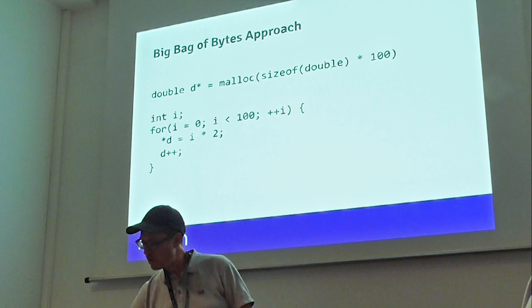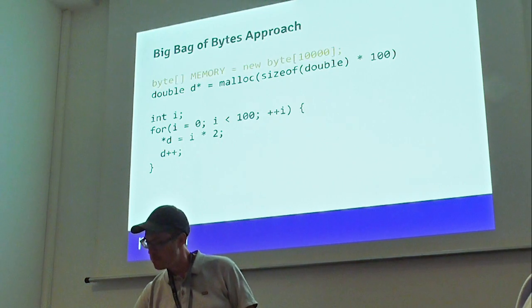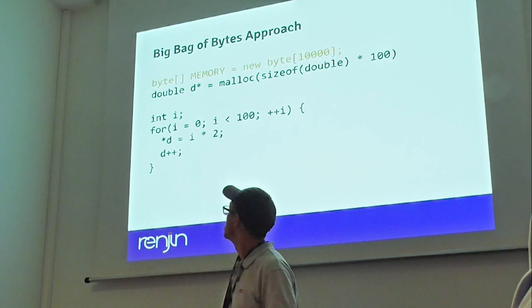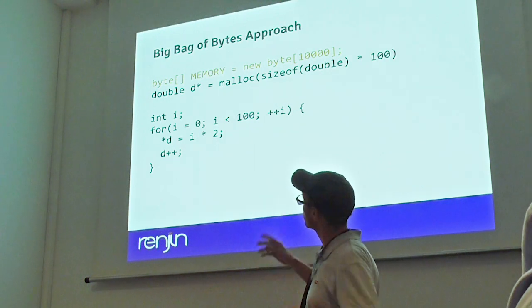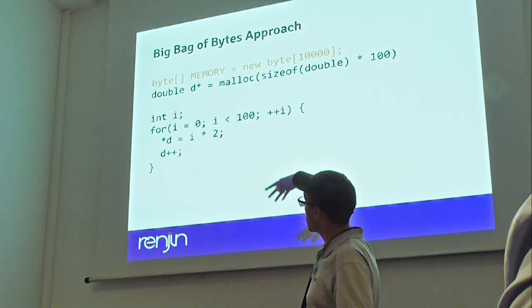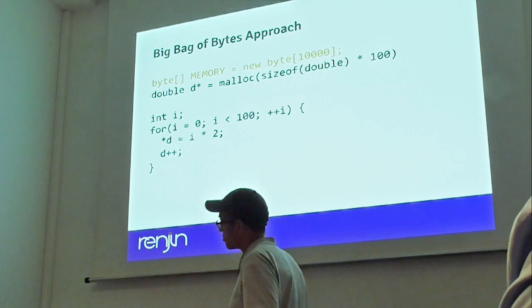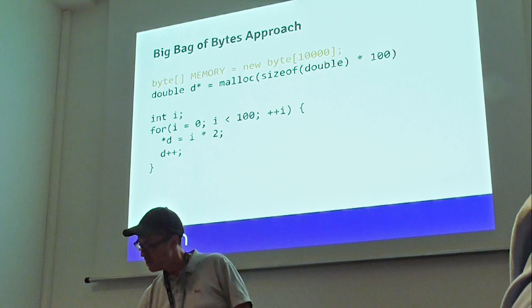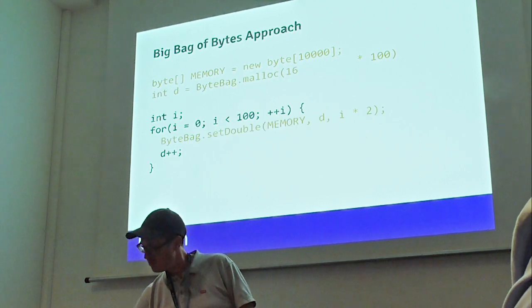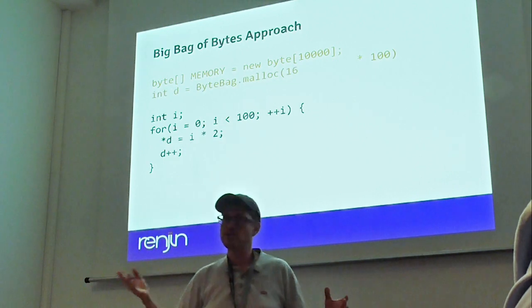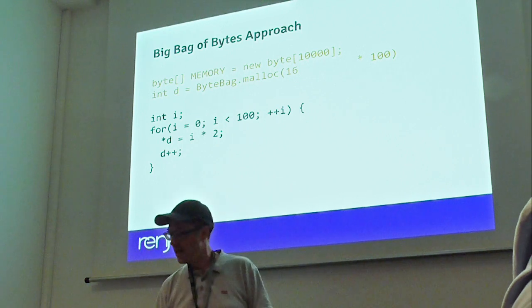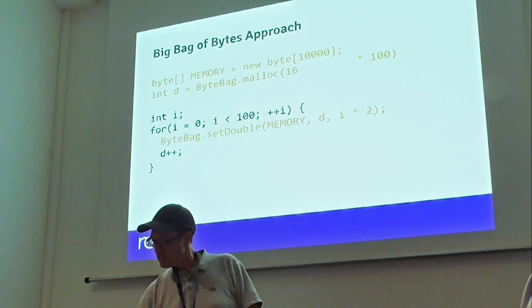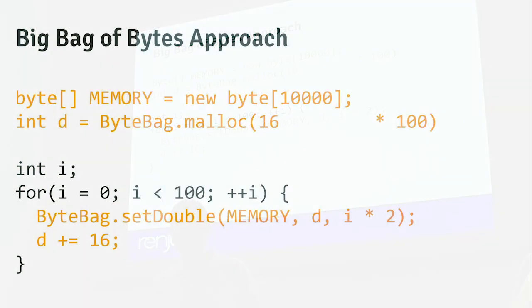So one approach is what's called the big bag of bytes approach. The idea is in Java, you just say, okay, I'm just going to allocate a bunch of bytes. This is going to be my memory pool, and I'm going to write a malloc function, and that's just going to give me a slice of those bytes, just like the C runtime would. And then I basically set these bytes to the doubles. I read them as doubles at the offset. So that works perfectly.